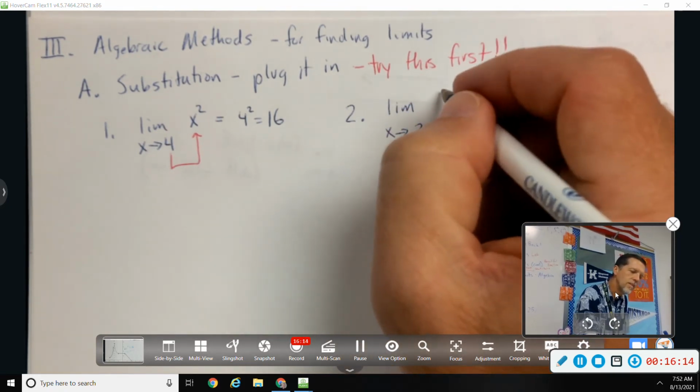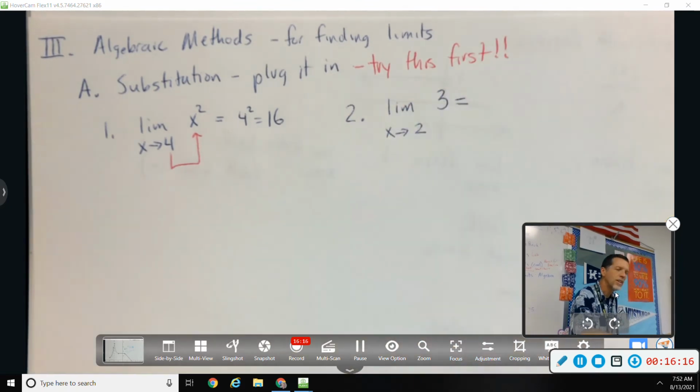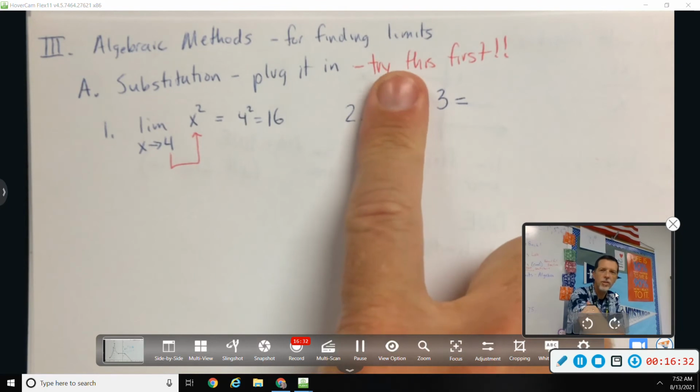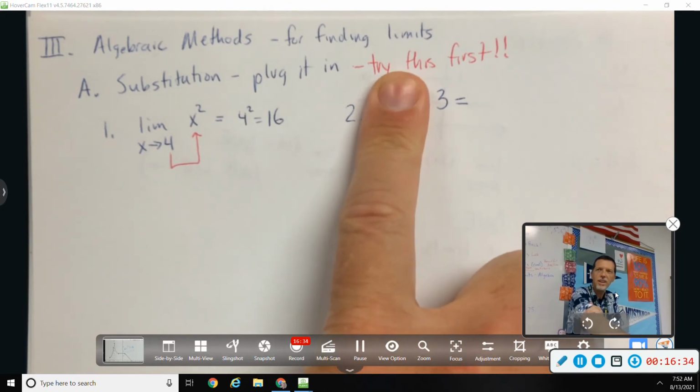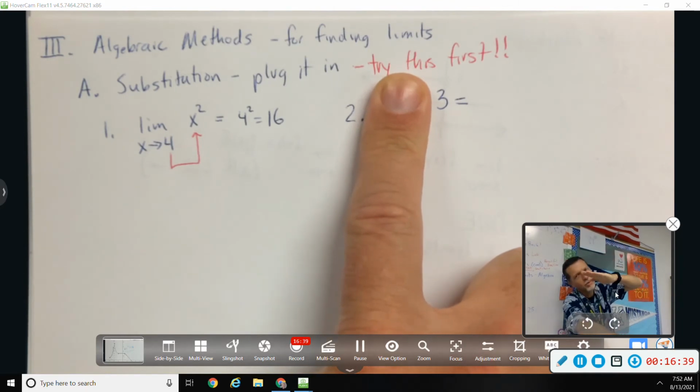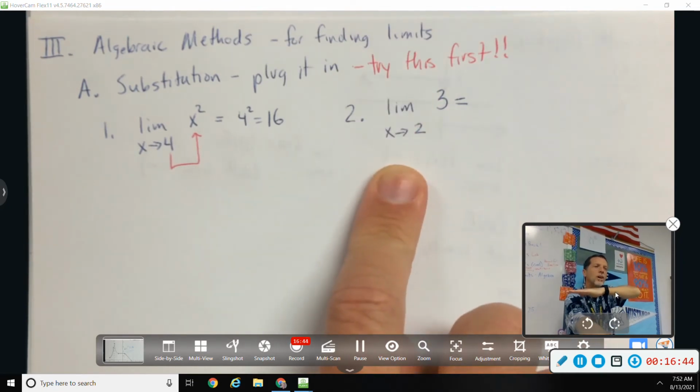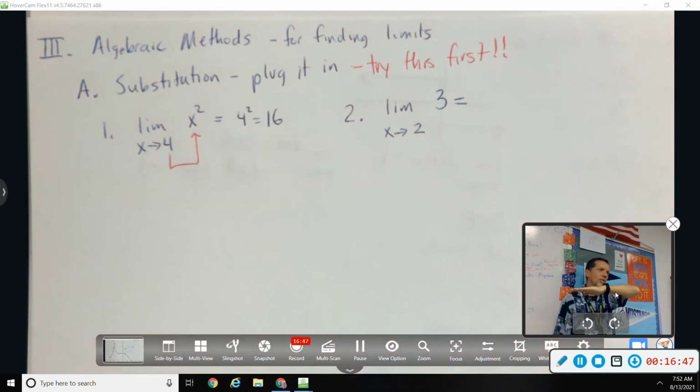This one's easier but harder at the same time, if that's possible. Limit as x approaches 2 of 3. So think about the graph of y equals 3. What's that look like? Yeah, good, Andrew. I was worried. You're like this. I'm like, let's rotate it this way. Yeah, it's that horizontal line at 3. So when x is getting closer to 2, what's the function getting closer to? 3, because it's always at 3.